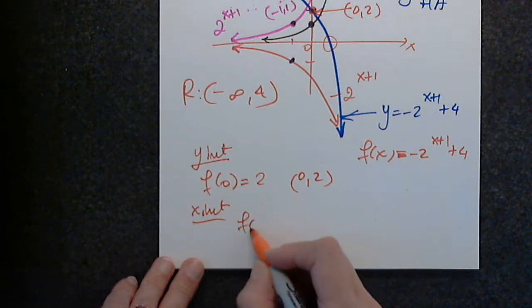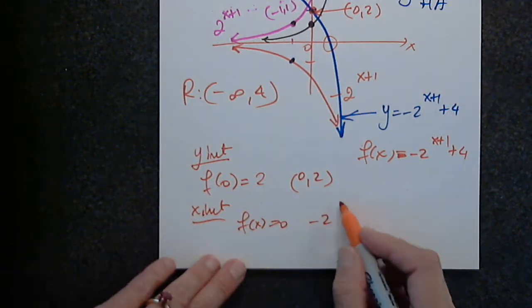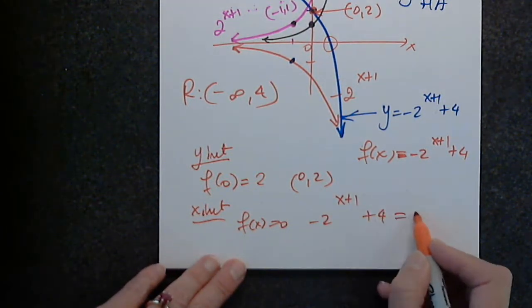So now I want to determine this. How do I determine the x-intercept? Yes, so I have to set f of x equal to 0, which is -2 raised to x plus 1, plus 4 equals 0.